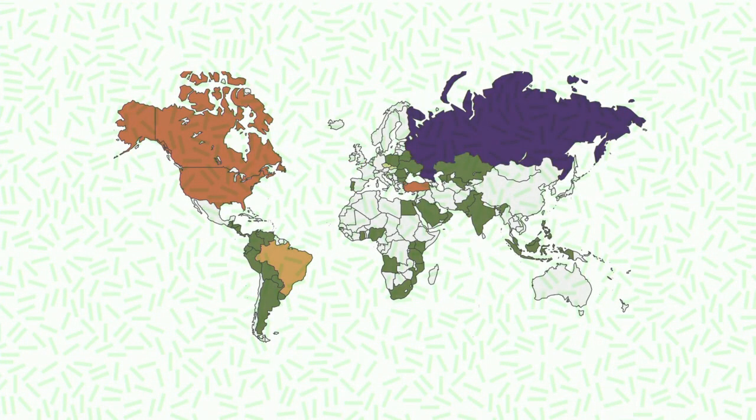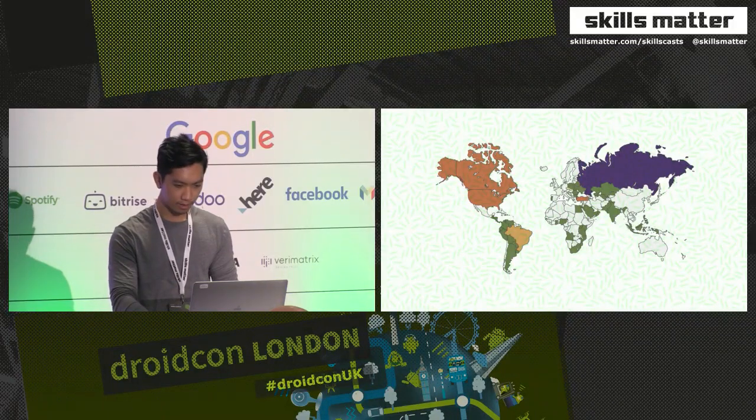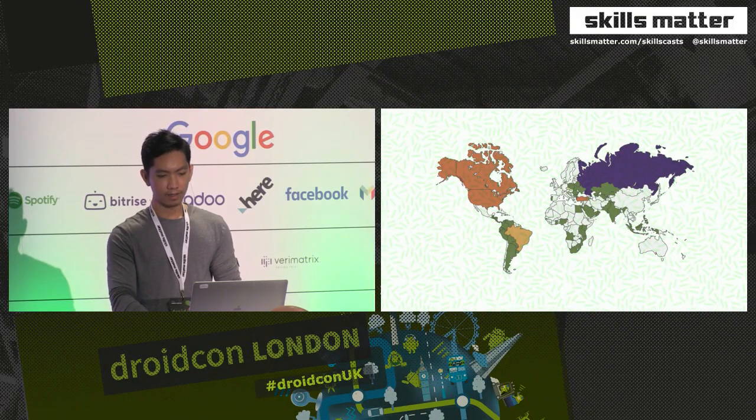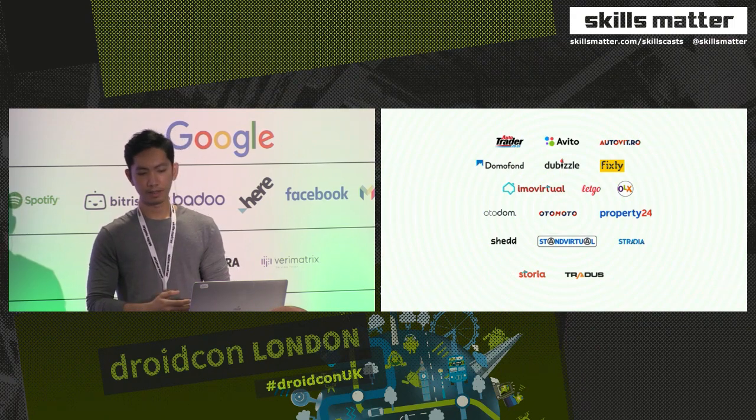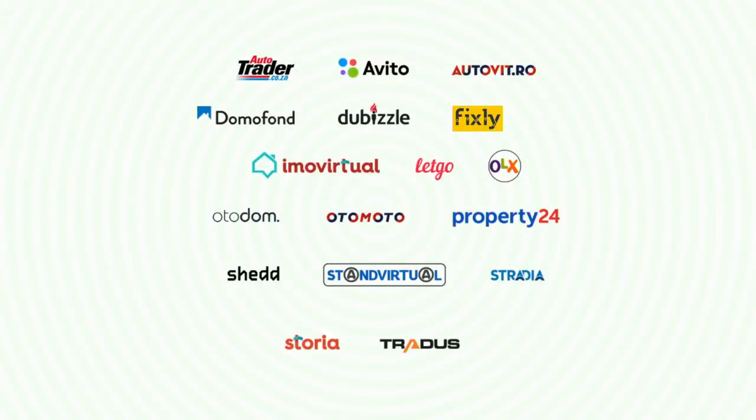I think this is the map of our company. So this is where OLX is, or the parent company, Naspers. It's everywhere except London, I guess, and Australia. So I don't know why I'm here. So these are the brands that we have. Probably some of these are familiar if you don't come from here, or if you come from a poor country. All of these are familiar.